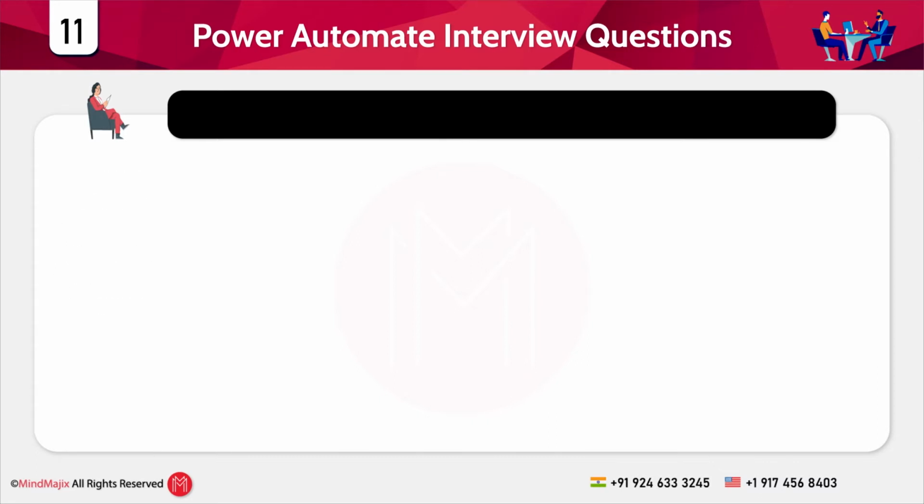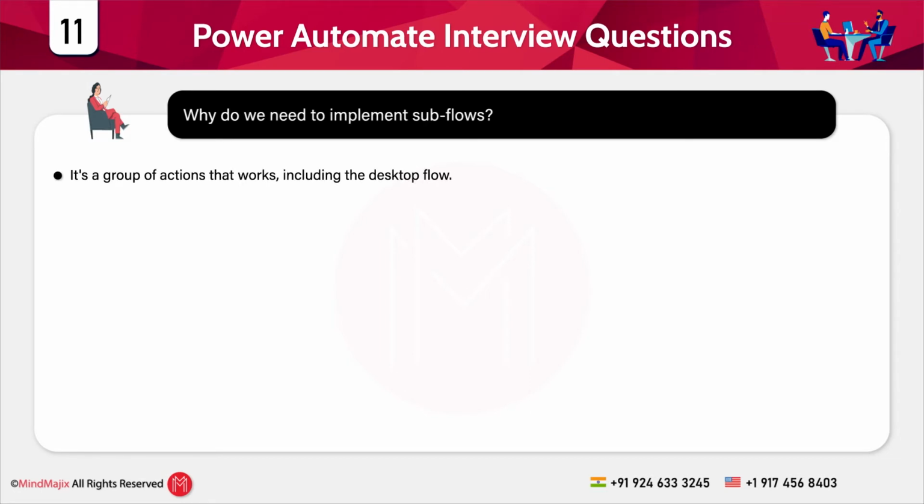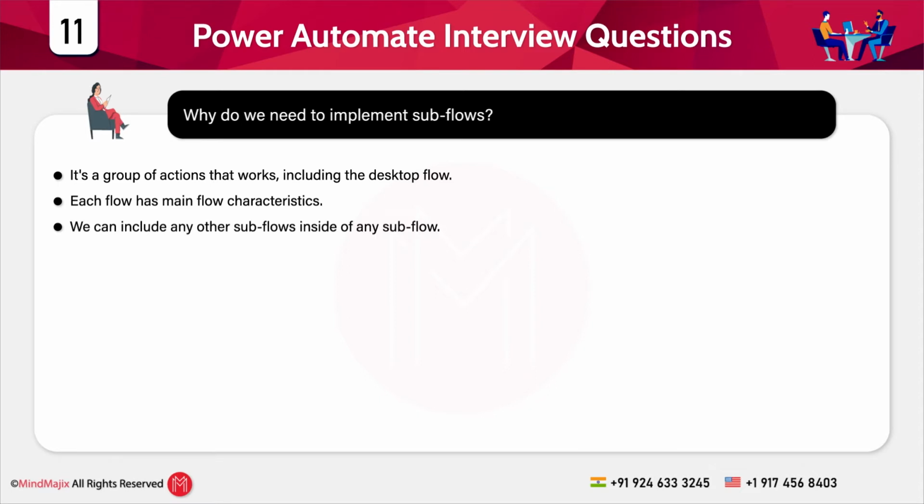Now let's move ahead. The next question is, why do we need to implement subflows? It's a group of actions that works, and it includes the desktop flow as well. Okay, so each flow has main flow characteristics, and we can include any other subflows inside any of the subflows. So you can include multiple subflows in one subflow.